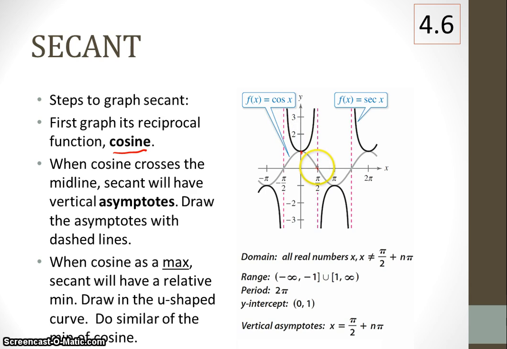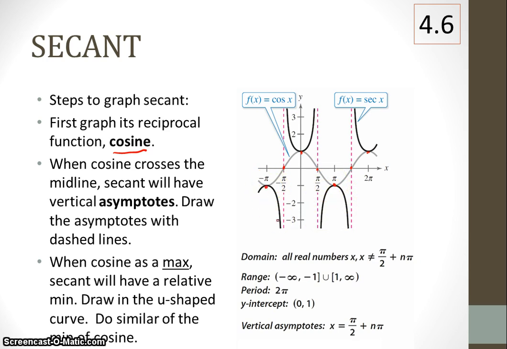Whenever cosine crosses the x-axis, it has an intercept. We are going to do an asymptote for our secant function. So wherever cosine crosses the x-axis or our horizontal axis, if there is a vertical shift, we will have our asymptotes for secant. Wherever cosine has a maximum, our secant function will have this relative minimum point. And wherever our cosine function has this minimum value, our secant is going to have this little maximum value there.